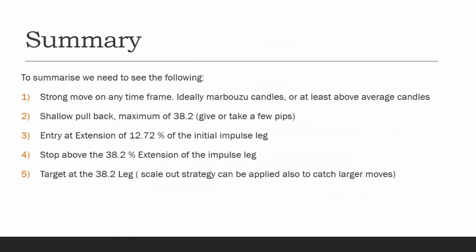So just to summarise, we're looking for a strong move on any time frame, some aggressive price action. We want to see a shallow pullback, maximum of 38.2, between 38.2 and 30.9. We want to have an extension of 127.2% of the impulse leg. That's the rejection level. We want to have a stop above 38.2, and we want to have a target at the 38.2 leg retracement. Quite simple, but if it's not all sticking together yet for you, then keep following along.